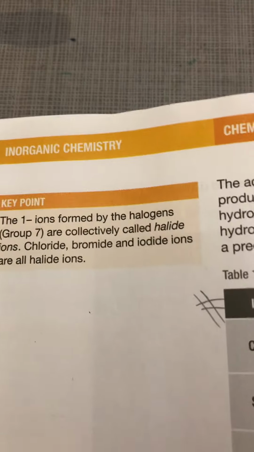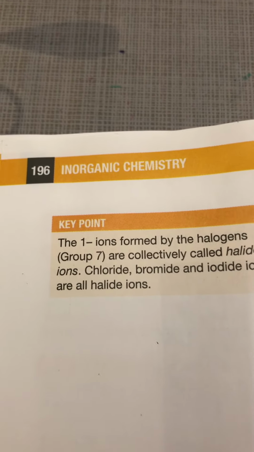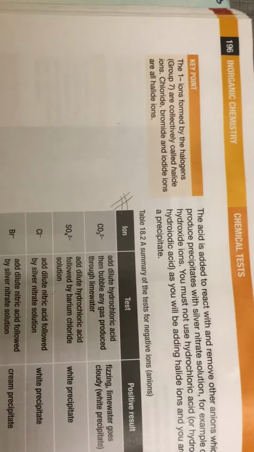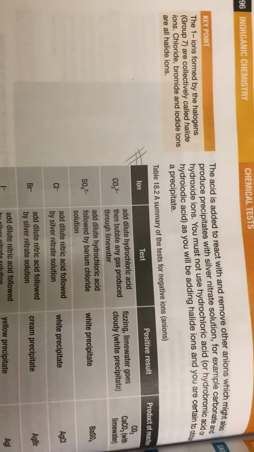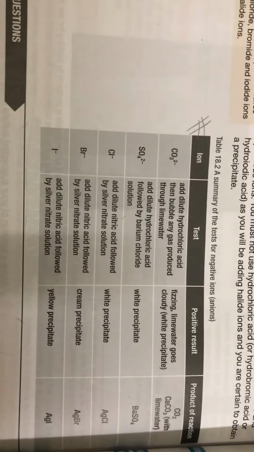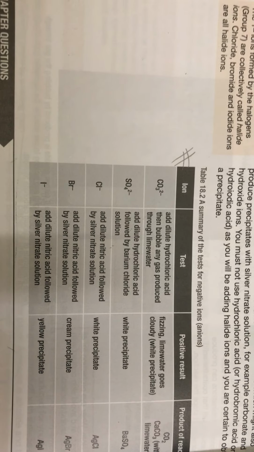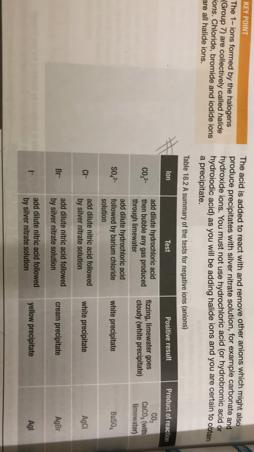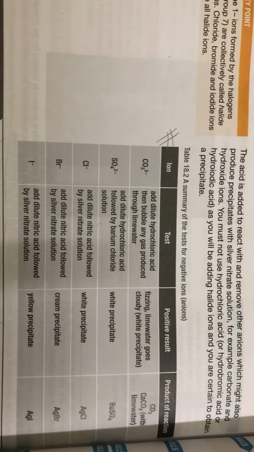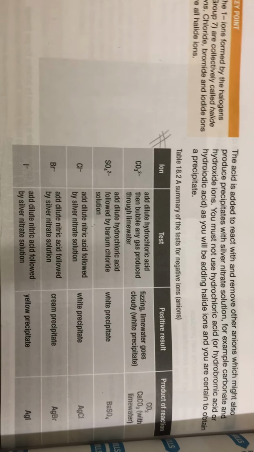And here on page 196, you have a very nice summary of the tests for negative ions. This table, 18.2a, is very, very, very important, and summarizes everything in our lesson today. This is our lesson today, and in this way I finished chapter 18.